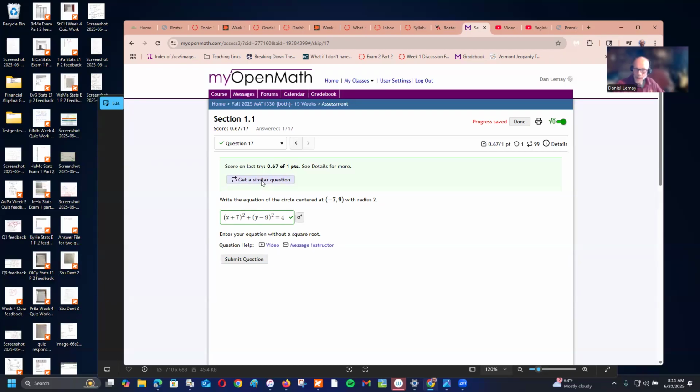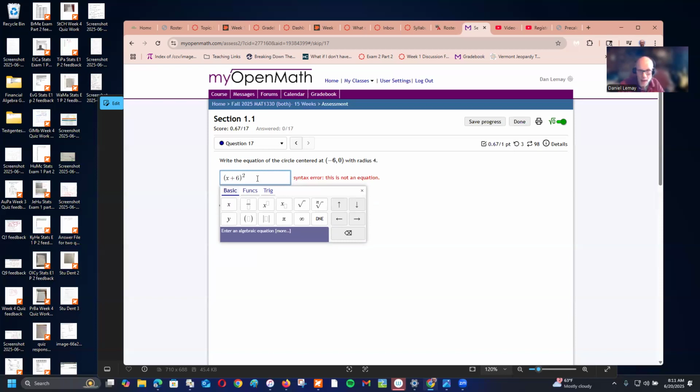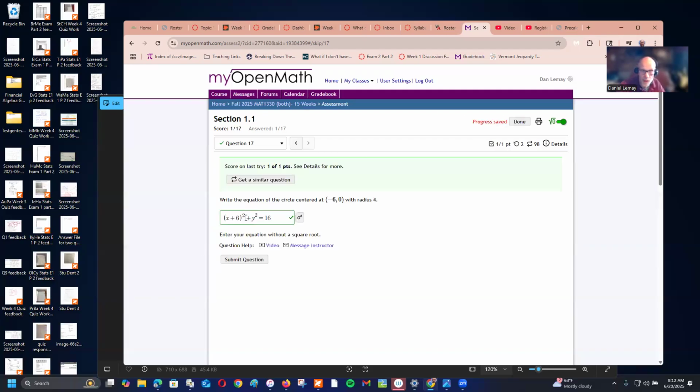Well, at any point in time, I can get this new question and have a full try again. So I'm going to write x plus 6 squared plus y squared, because I'm not going to, whoops, plus 10. Duh, plus y squared, because y minus 0, you could write in y minus 0 if you wanted to. And then you have to square the radius, equals 16. And then I submit the question and there we go. I got it right this time.